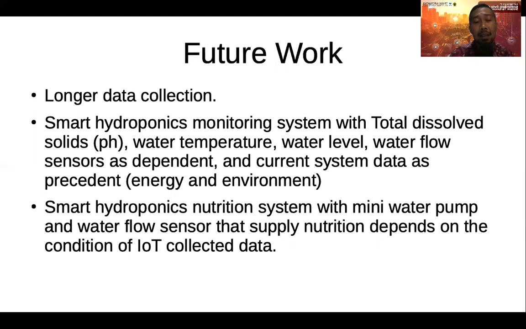Okay. And a smart hydroponic nutrition system with a mini water pump and water flow sensor, so we can supply the accurate portion of nutrition depending on the condition. For example, if pH is too high, we can automatically supply pH down nutrition or something. Okay, that is what we would like to do in the future. So this hydroponic system is not finished yet, but it's just a start.